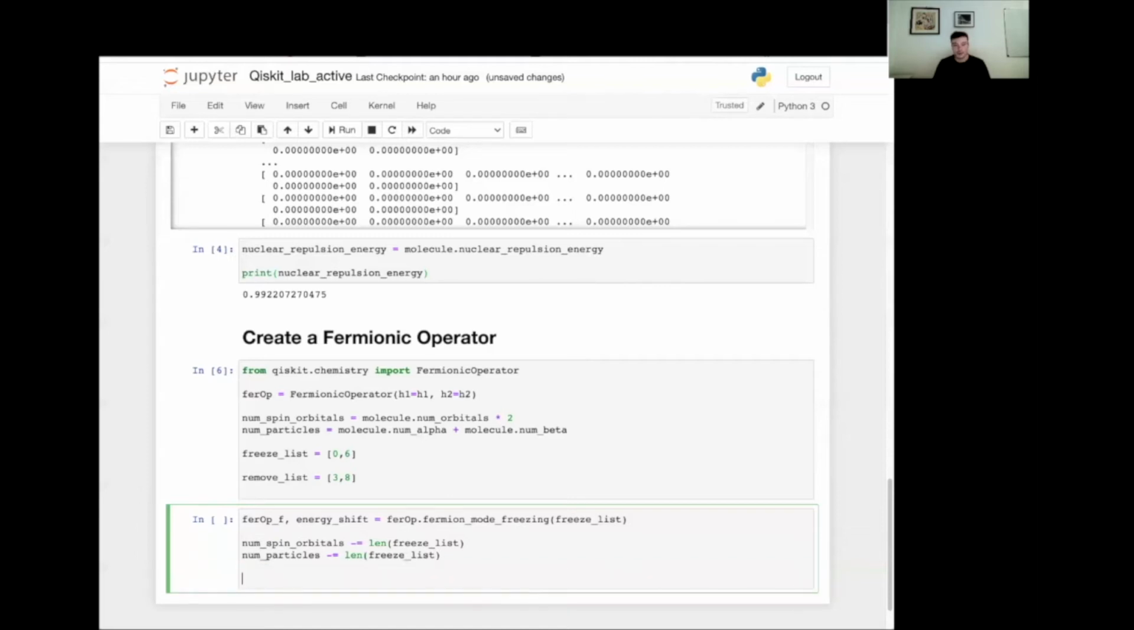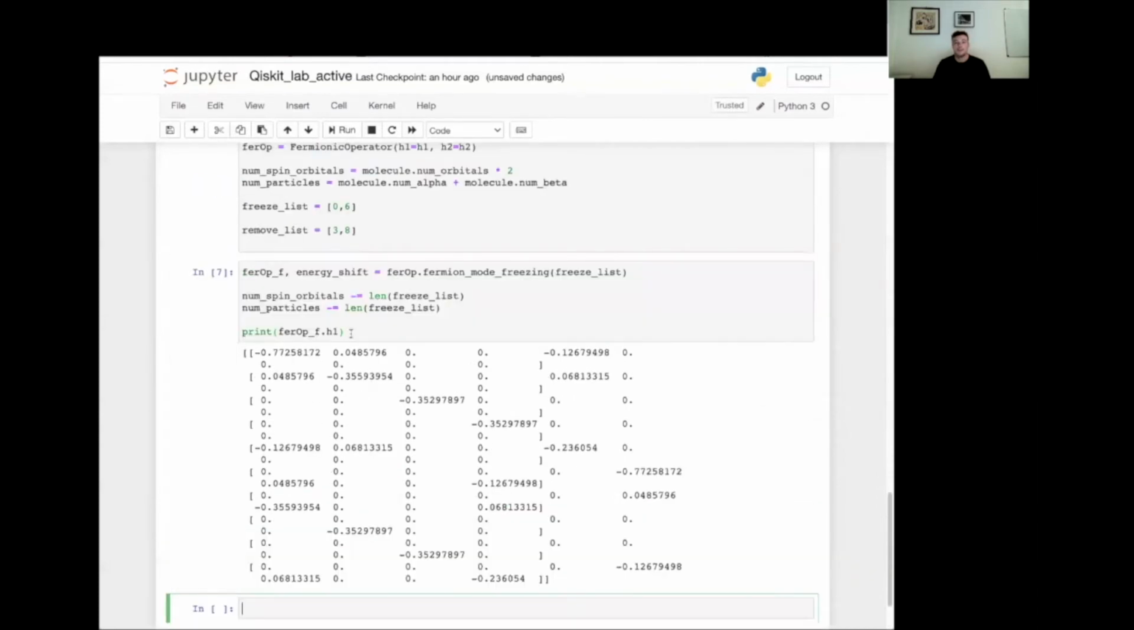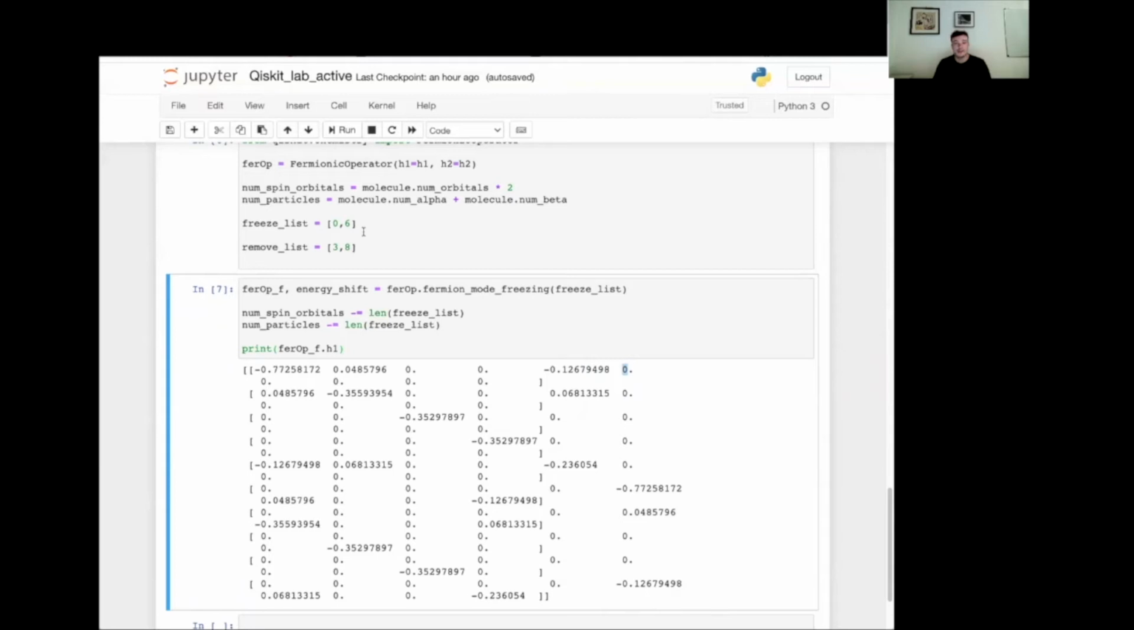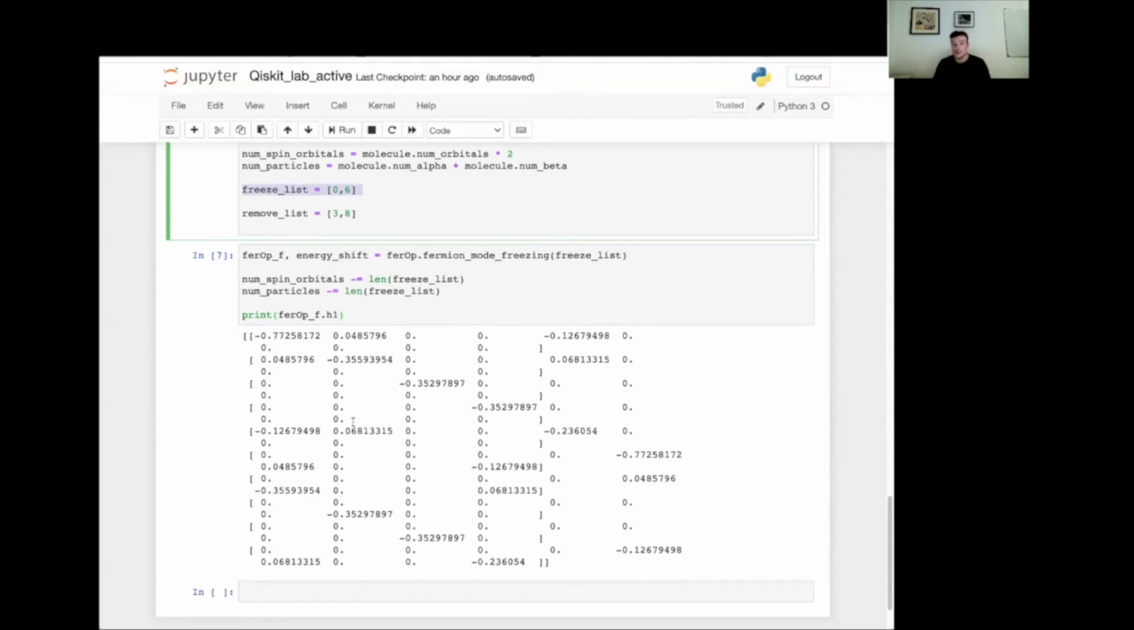Okay, now we have defined our frozen fermionic operator. Now let's print the one body matrix that refers to our frozen fermionic operator. Now note that, of course, the number of fermionic modes in this one body operator is reduced by 2, right? So instead of the 12 original modes, the 6 in the alpha, 6 in the beta sectors, we now have 1, 2, 3, 4, 5 modes in the alpha sector and 1, 2, 3, 4, 5 modes in the beta sector. So as we expected, by freezing 2 of the fermionic orbitals, we have a fermionic operator which has 2 fewer modes inside of it.